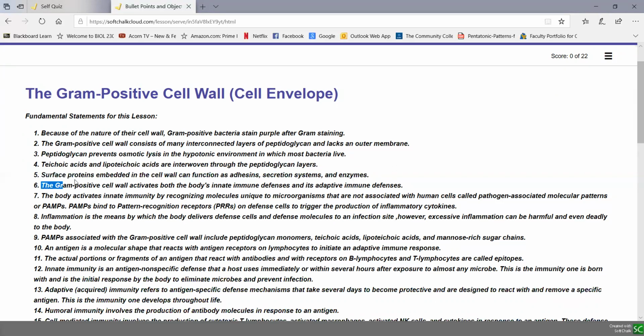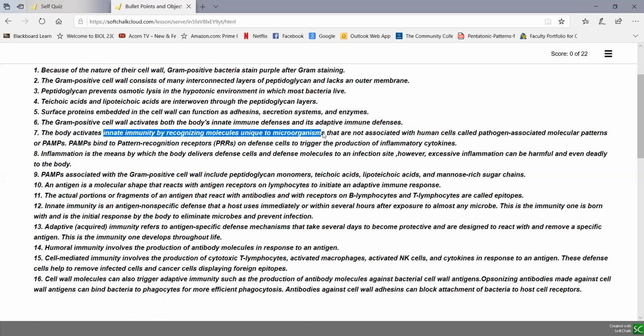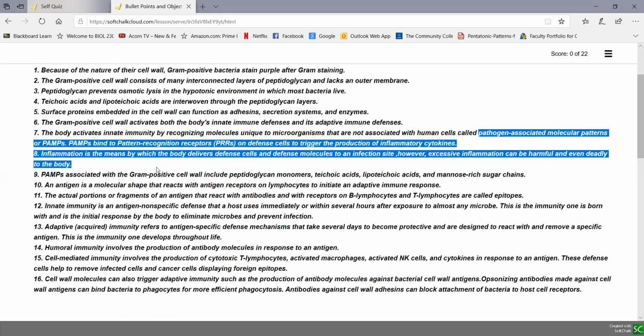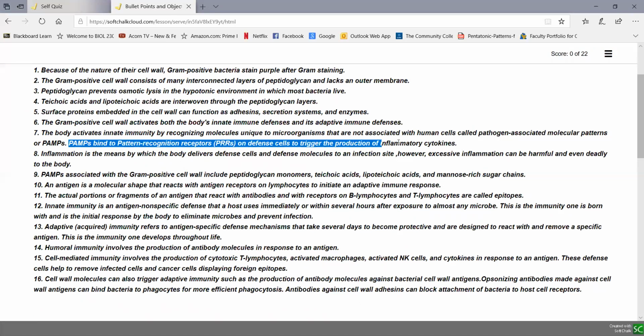We're going to see that the gram-positive cell wall activates both the body's innate immune defenses and adaptive immune defenses. We'll see that the body activates innate immune defenses by recognizing molecules unique to microorganisms that human cells don't have. And these are called pathogen-associated molecular patterns, or PAMPs. And these PAMPs on the bacteria are going to bind to pattern recognition receptors on their defense cells to trigger the production of inflammatory cytokines.